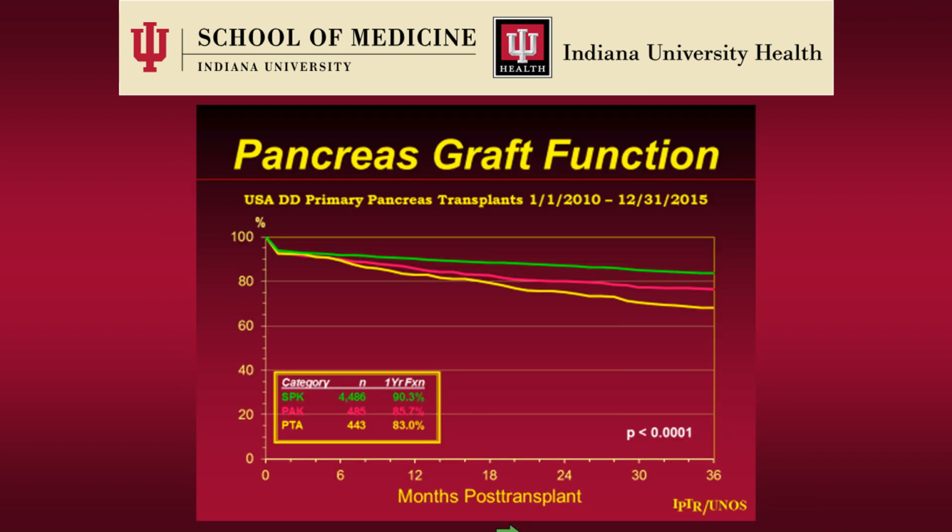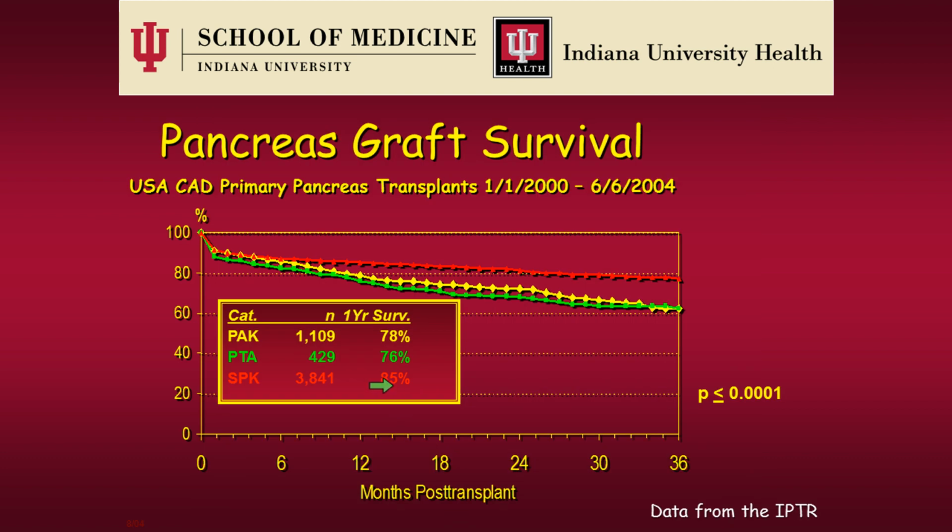Flash forward to 2015. What I'd like to point out on this slide is that pancreas after kidney is now halfway between the pancreas transplant alone and SPK. Our immunosuppression has improved. Our clinical interpretation of what the patients are doing and what the lipase means has improved. The pancreas after kidney 1-year graft survival is now 85.7%, which, if you go back to our prior slide, is at least as good as the 1-year graft survival was for SPK in 2004. So our graft survival is improving.